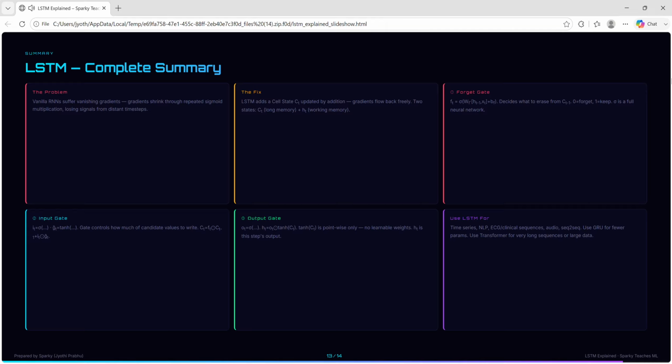Use LSTM for time series, NLP, clinical sequences, and audio tasks. Consider transformer for very long sequences or large data. Tune units, depth, recurrent dropout, learning rate, and sequence length carefully.